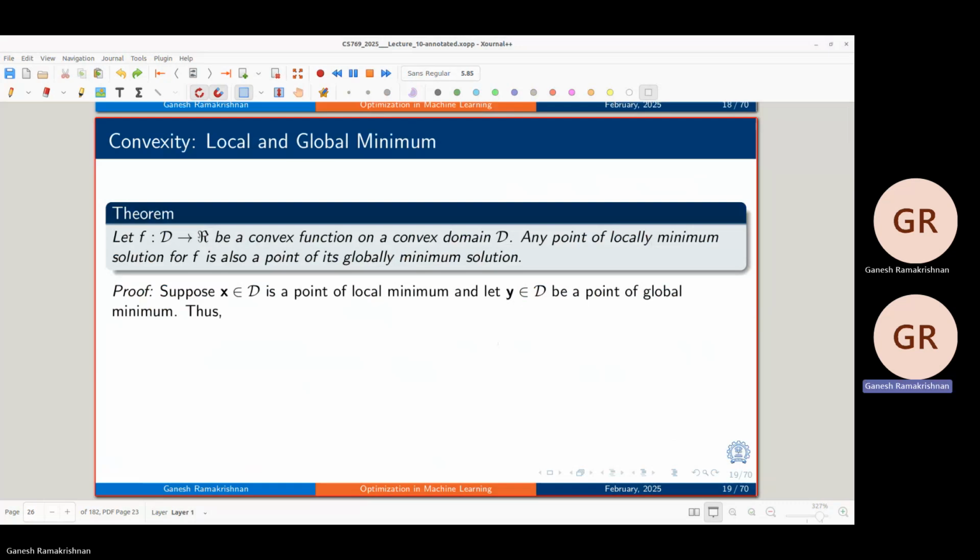The intuitive thing is, can we construct a new point z and show that f of z will turn out to be less than f of y, which is a contradiction. If you tell me that local minimum is not global minimum, I'll do something between the local and the global and create a better global because the function is convex. Can you do this?